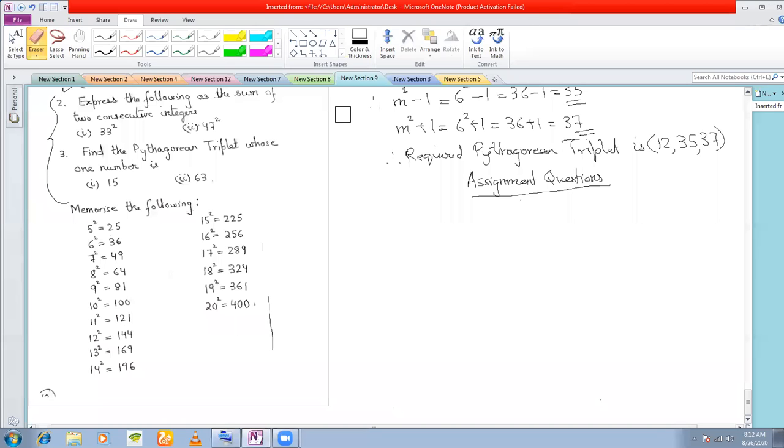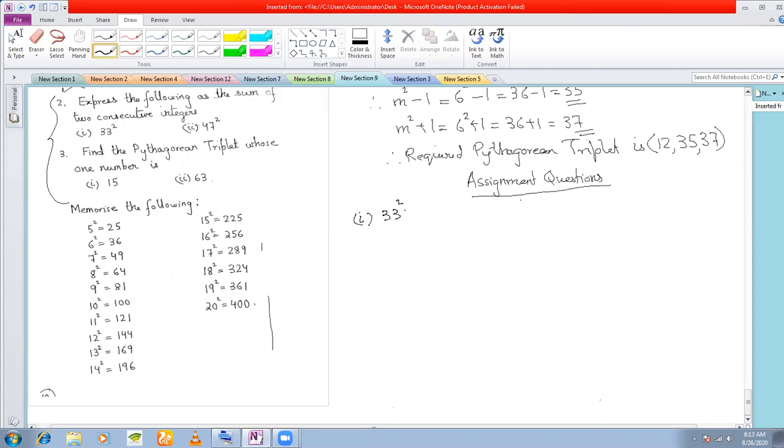Fine. The question here is, express the following as a sum of two consecutive integers. First is, let us do the first one. I'm sure the second one you can do on your own. 33 square.